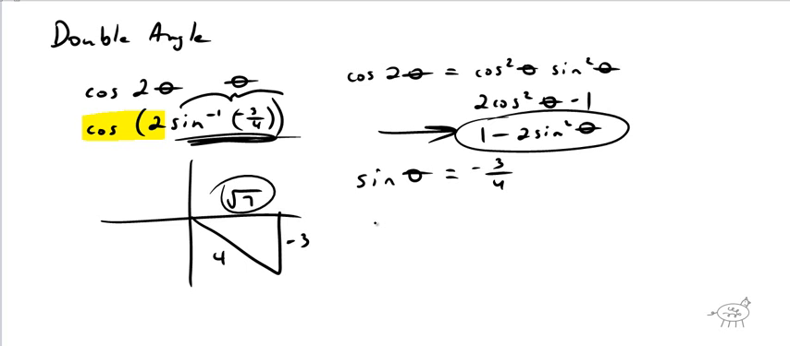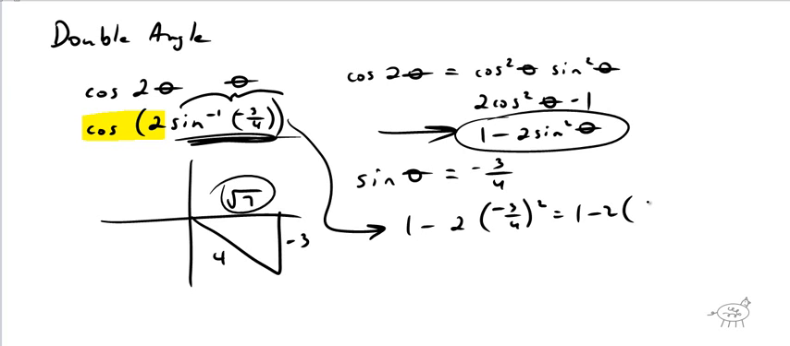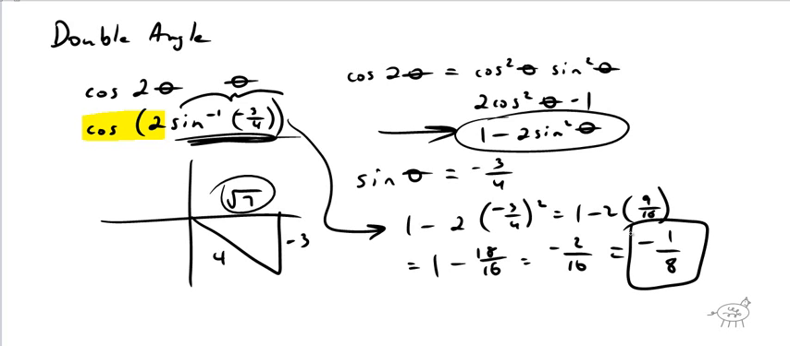So our answer to this one is going to be 1 minus 2 times negative 3/4 squared, which is 1 minus 2 times 9/16, or 1 minus 18/16. So 16/16 minus 18/16 is negative 2 over 16, or negative 1/8. That's the answer to that problem. So again, it's a double angle for cosine. Let's do one for sine.